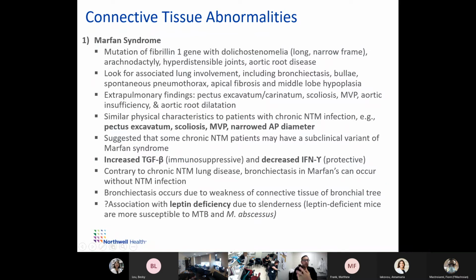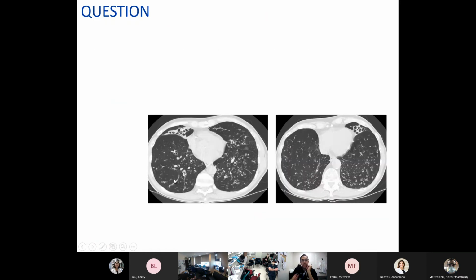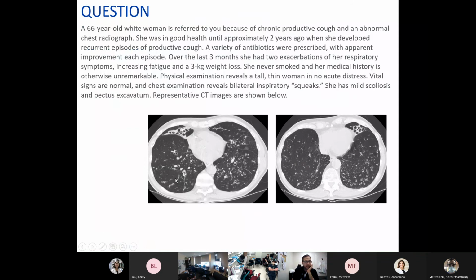So, one of the theories is that because these patients are tall and slim, very skinny, they have leptin deficiency. It's been studied in mice that leptin-deficient mice are more susceptible to MTB and Mycobacterium abscessus, which is very interesting, and possibly related to estrogen deficiency. So this takes us to the next question.